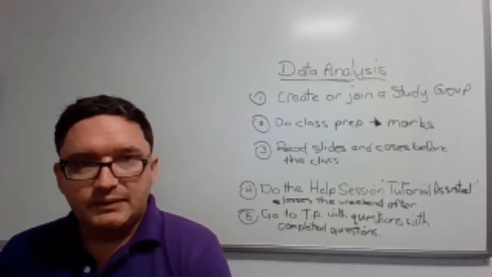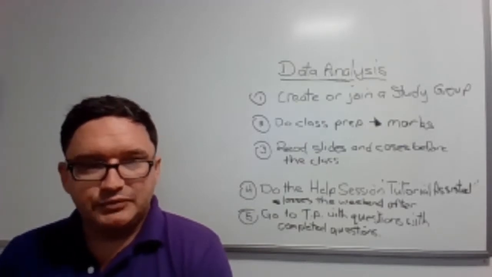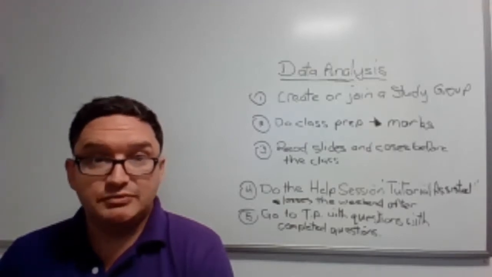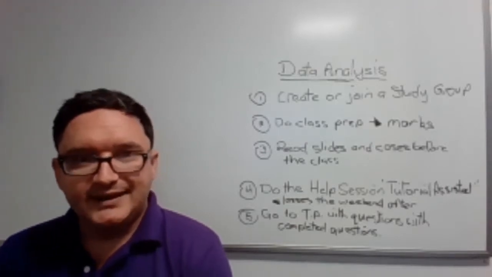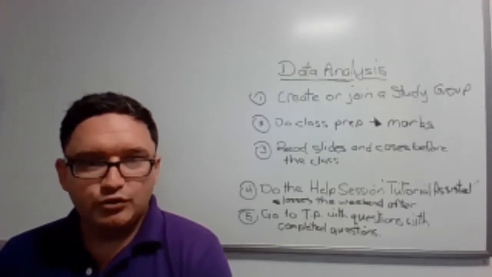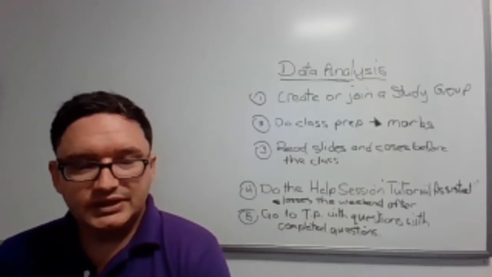So I've got up here on a whiteboard that just happens to be in a room here. The room is Syndicate M7. I've got some hints and tips. So the first one is create or join a study group.